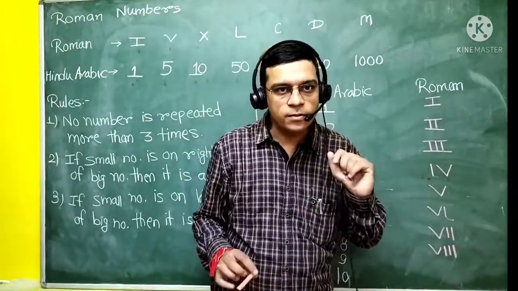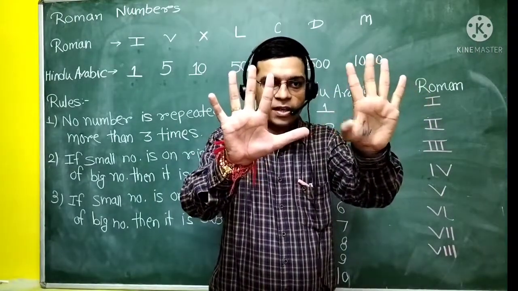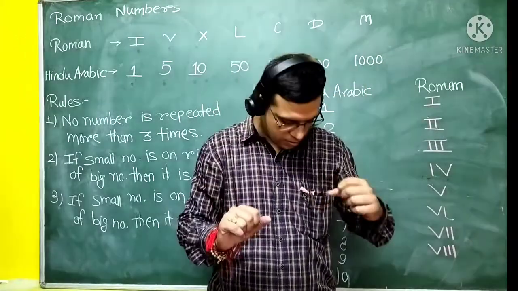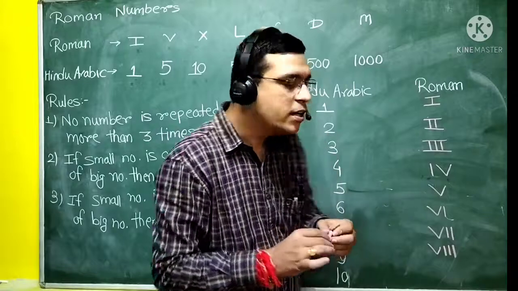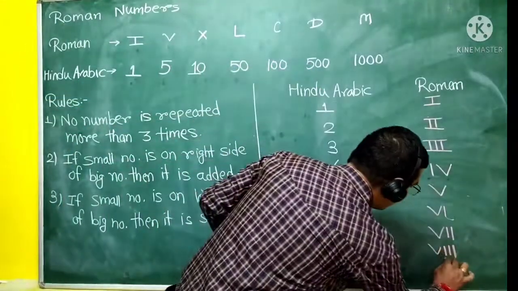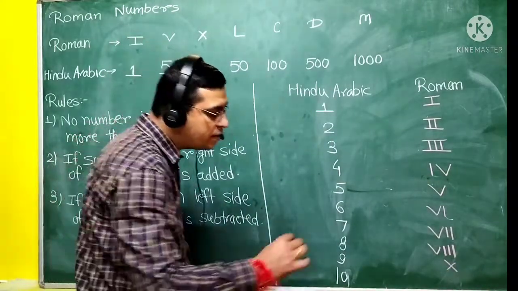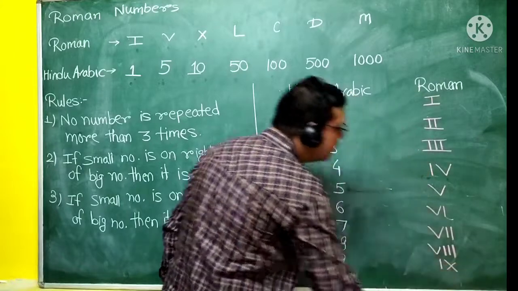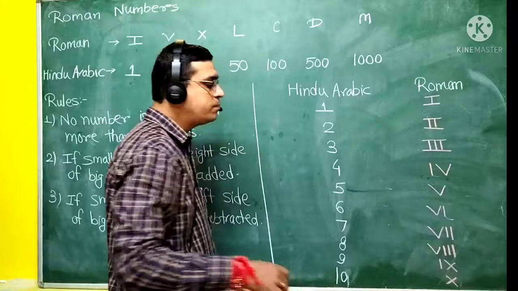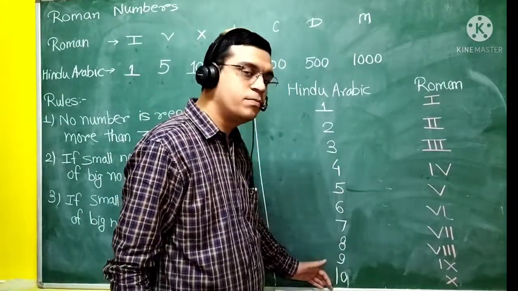What is 10 minus 1? I am having 10 fingers. I subtracted 1 finger. What is left? 5 plus 4, 9. So 10 minus 1 is also 9. So what is 10? X. X is 10. But I have to write 9, so I have to minus 1. So this is 9 and this 10 is X.